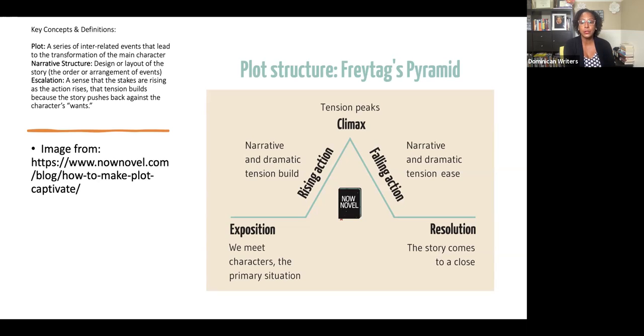It's also a really good story to think about escalation, and we're going to spend a little bit of time talking about escalation in the next slide, but I want you to keep these three concepts in your mind as we're talking about plot structures, because I think it's really helpful to bring it all together. So escalation would be a sense that the stakes are rising as the action rises in the story, that the tension is building because the story itself is pushing back against what the characters want.